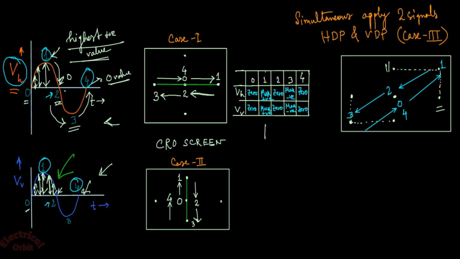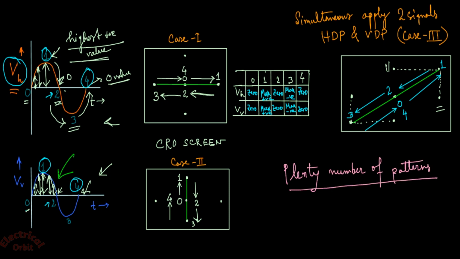So the pattern we will find in the CRO tube will be like this: a green luminous glow on the CRO tube, like I have drawn in case 1 and case 2, and for case 3 this will be like this. So there may be a plenty of patterns that we can obtain at the CRO tube using different types of waveforms at the horizontal and vertical plates as input signals, and we can measure the output of these signals and get a pattern on the CRO screen. So I think the concept is clear to you.